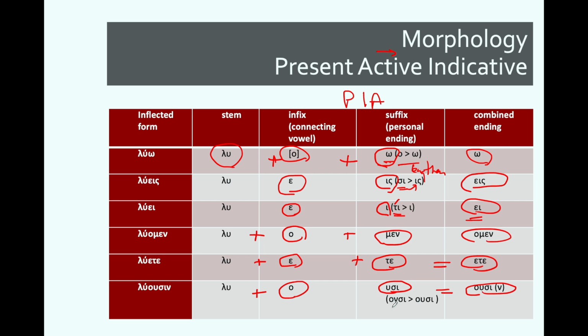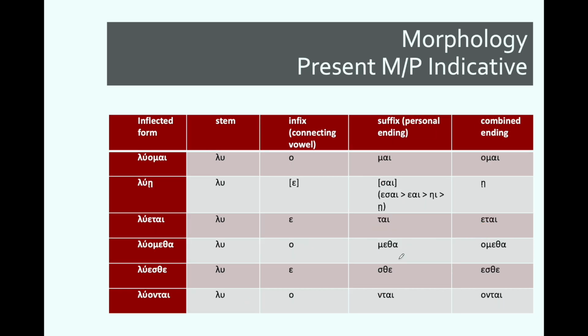Now they point out that the actual ending here is lu-o-nsin, and the nu has dropped out, and the omicron lengthens to omicron upsilon. But do you need to know that? No. Just know that it's ousin, and the omicron plus the upsilon creates luousin. Okay? That's the basic morphology of how the present indicative gets put together.